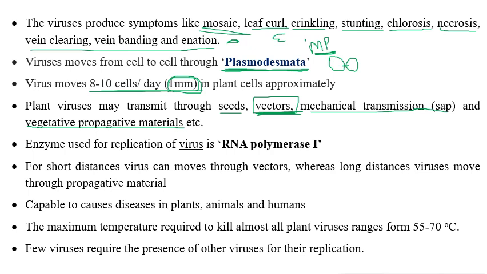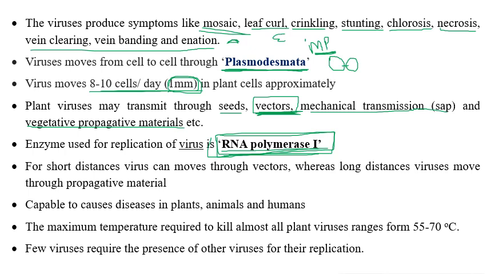So what are all the enzymes used for the replication of plant viruses? For the replication of plant viruses, RNA polymerase 1 is required. Remember, it's very important: the enzyme required for virus replication is RNA polymerase 1.